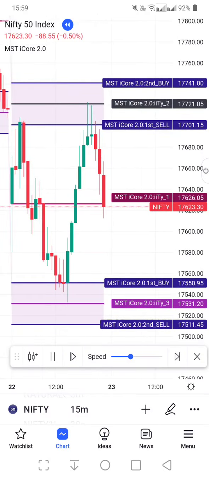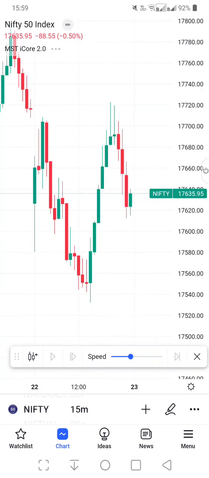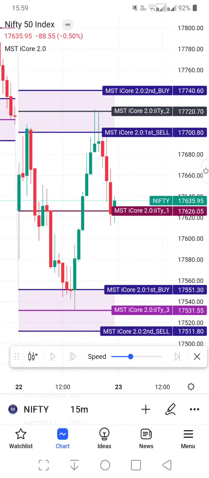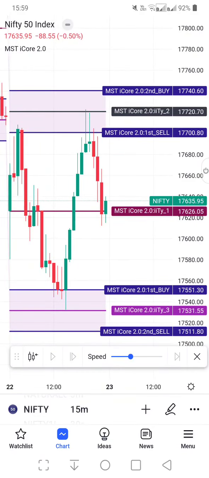See here exactly, first sell got activated, all the targets have been hit. Again buy got activated, all the targets have been hit. Again sell activated and it has reached the midpoint of our entry. So this is the beauty of our indicator. No other indicator will show you like this.